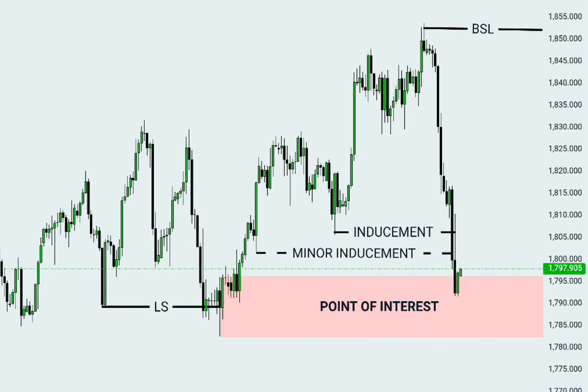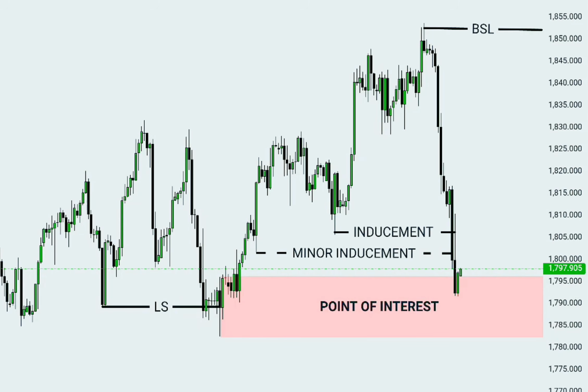It is a controlled advance designed to draw attention to the previous highs and encourage breakout buyers to enter the market. As price approaches these highs, confidence increases. More traders enter long positions, and existing buyers place their take profits at these levels. This creates a concentrated pool of buy-side liquidity. Once sufficient liquidity is available, price accelerates into this zone.